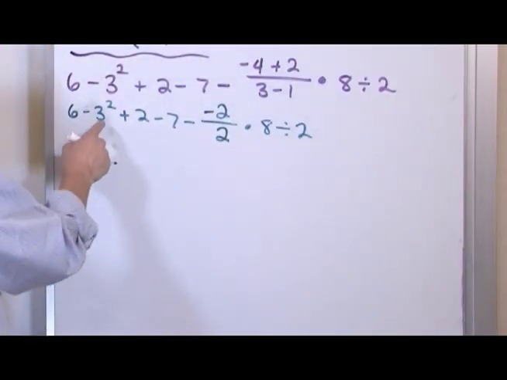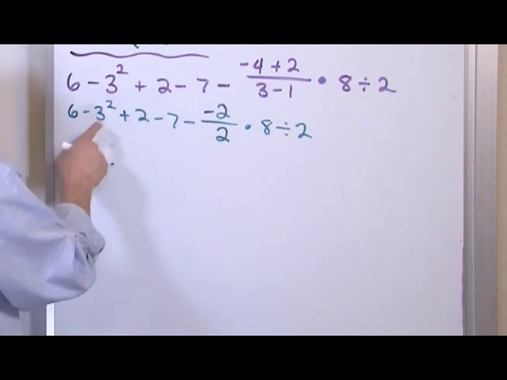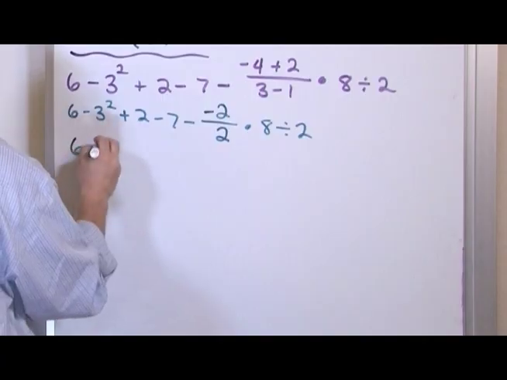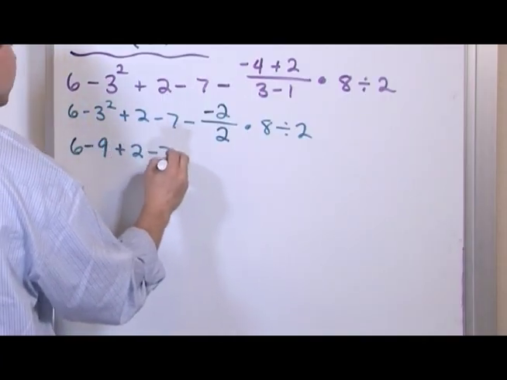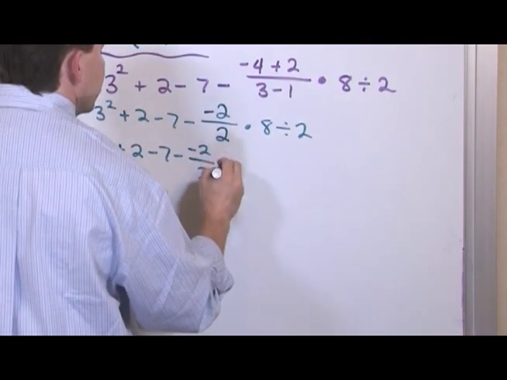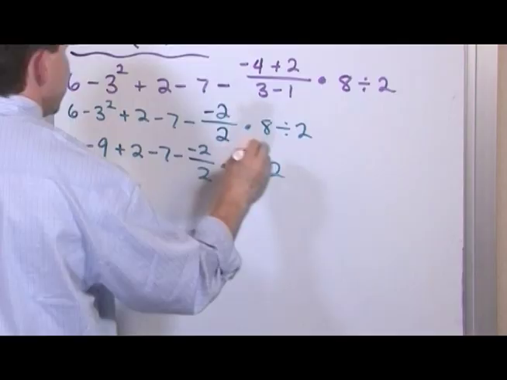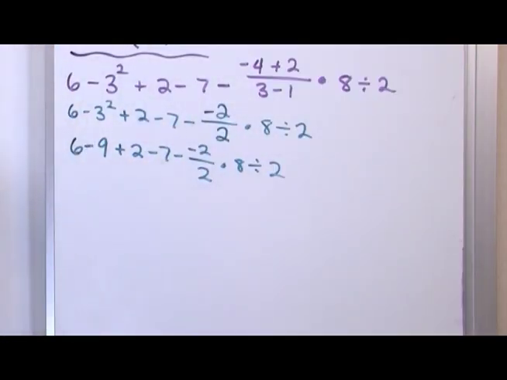The next thing we need to work on is the exponent here, because that's next on the list after parentheses. So 3 squared is 9, 6 minus 9, 3 times 3 is 9. And we have the 2 minus 7 minus -2 over 2 times 8 divided by 2. Now, we have a lot of addition and subtraction. We're not going to do any of that until later.